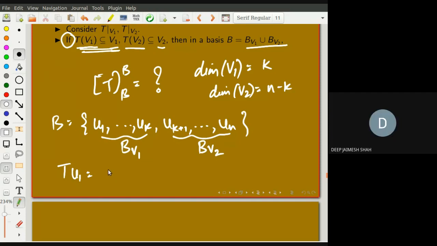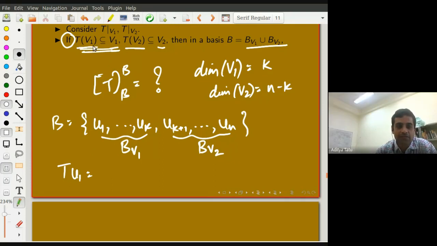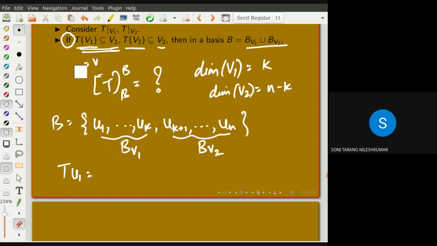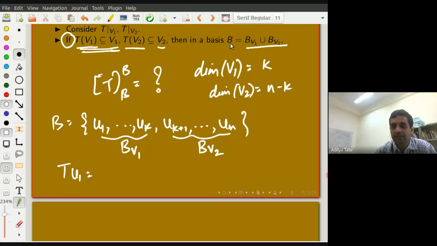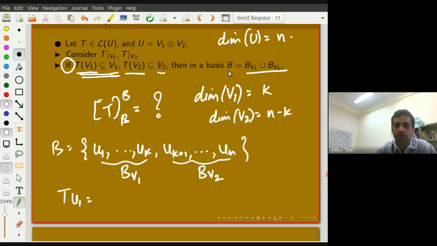Sir, will the first k columns be I k and then I of n minus k? I'm asking you. See, I'm saying T V1 is a set, which contains all elements that T maps to from V1. I'm not saying T V1 is V1. This is a set. Think of this as a set, not element-wise equality. Sir, what is B over here? B is the basis of U, right? Won't it form a basis of U?